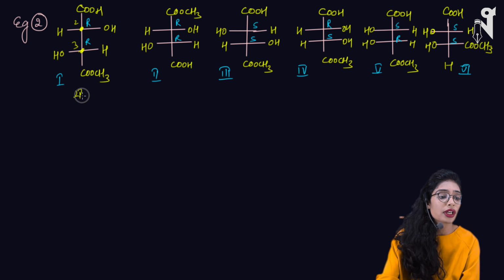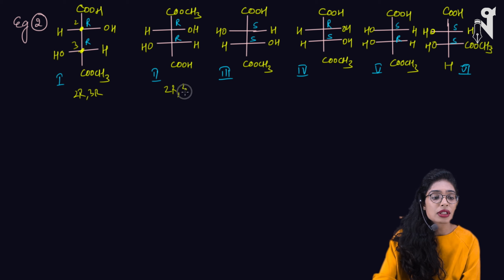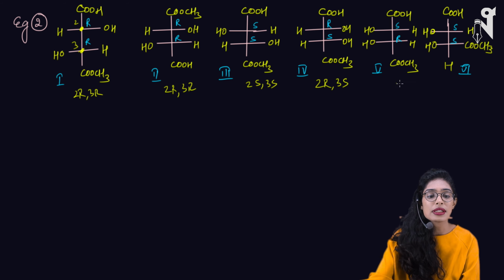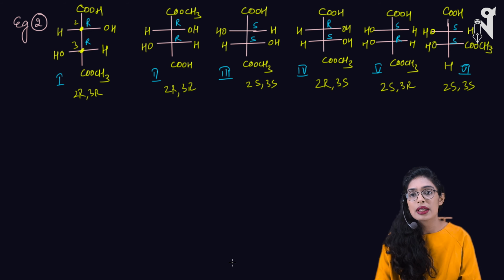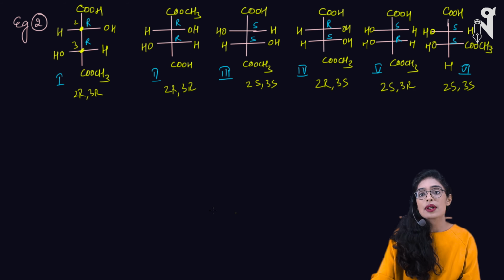In the first compound, the configuration is 2R 3R. In the second compound, the configuration is again 2R 3R. In the third case, the configuration is 2S and 3S. In the case of the fourth, the configuration is 2R and 3S. In the case of the fifth, the configuration is 2S and 3R. And in the case of the sixth, the configuration is 2S and 3S. So these are the configurations of the chiral centers in these compounds. Now let's figure out the relation between them.